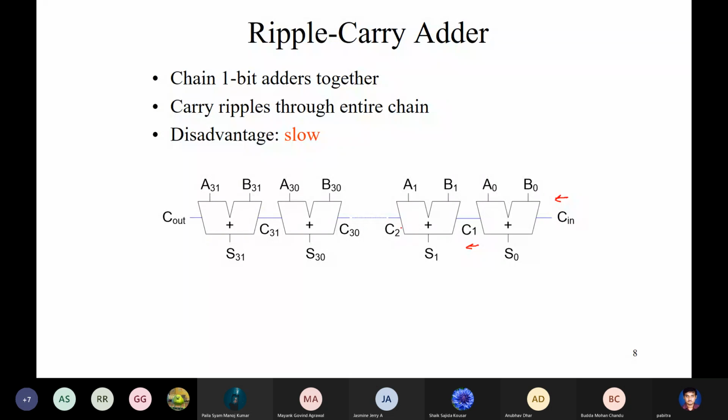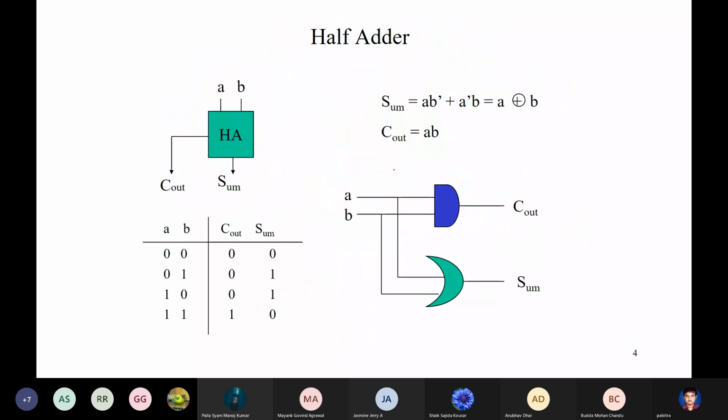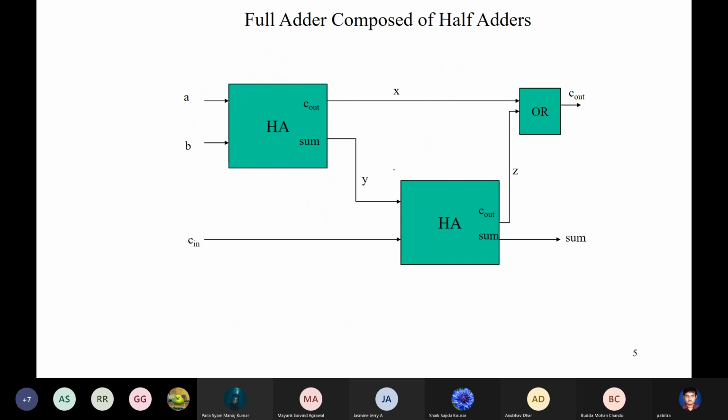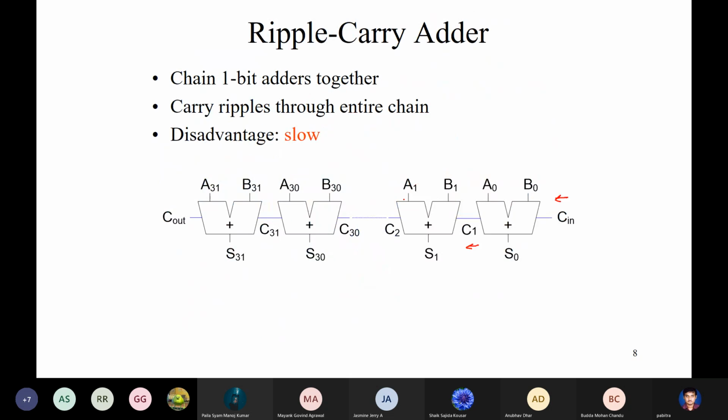But the problem in implementing this approach is the delay, because every adder is a set of gates. So there would be a delay. The full adder would have some delay from input to the output. And since the computation of the ith bit would depend on the carry in from the i-1th bit, these delays would all add up.